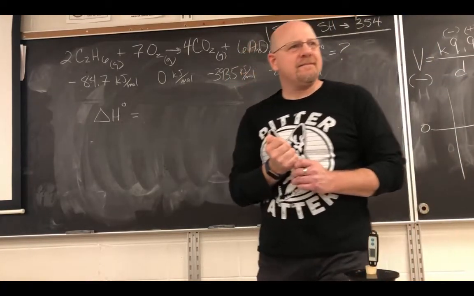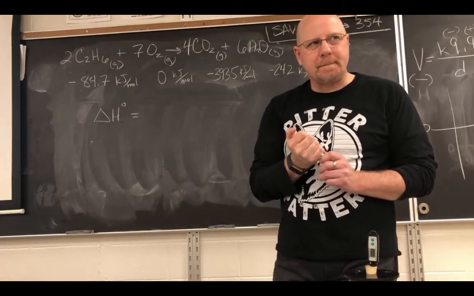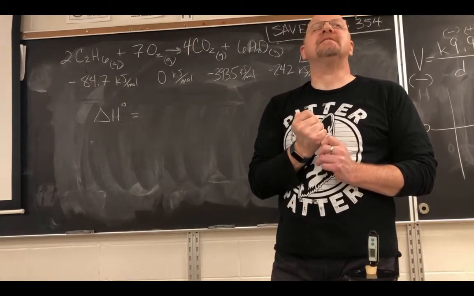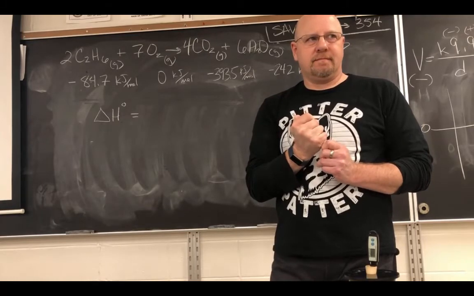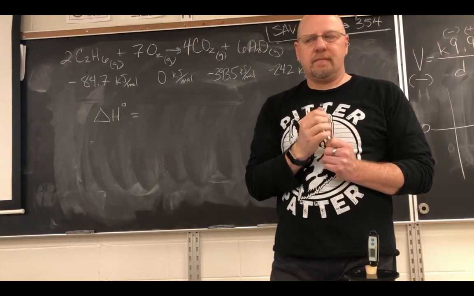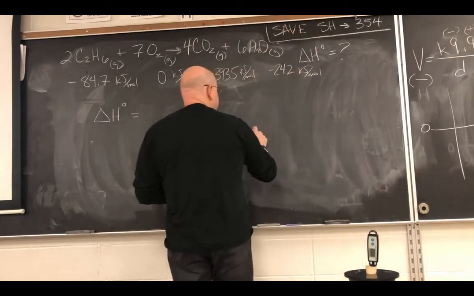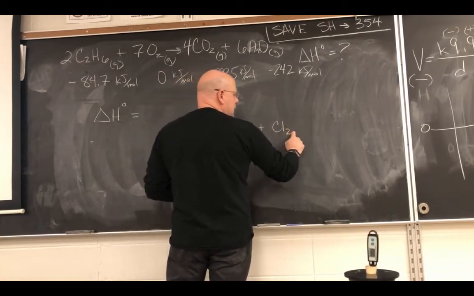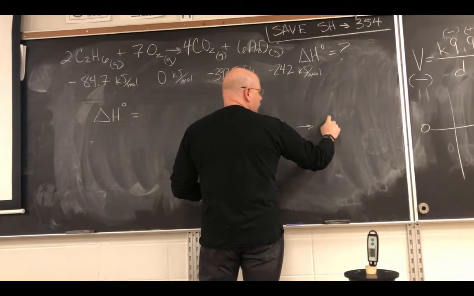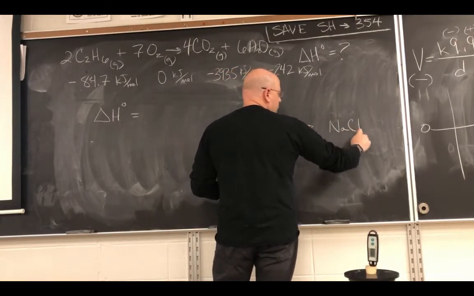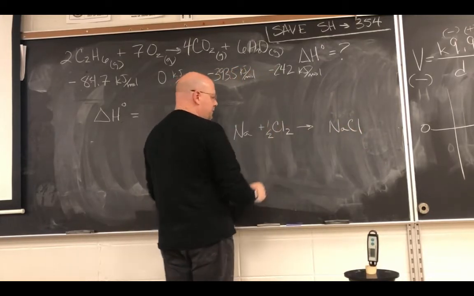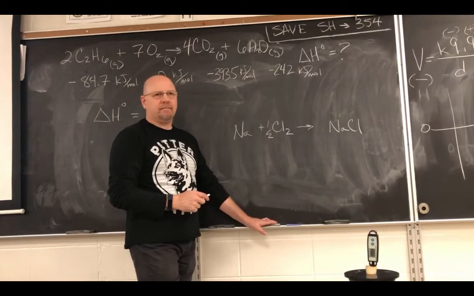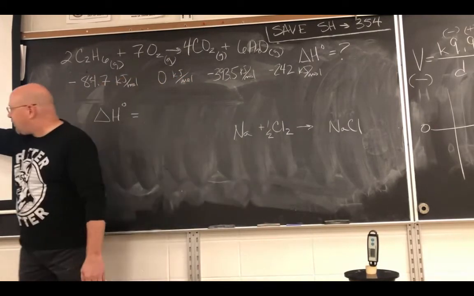So it doesn't matter how many moles you need of the elements, as long as only one mole of the compound is made? Exactly. Okay, so making sodium chloride would be an example: sodium plus chlorine giving us sodium chloride. When we balance this, we would need a half mole of chlorine. So that's why in these it's got a half mole for the oxygen.